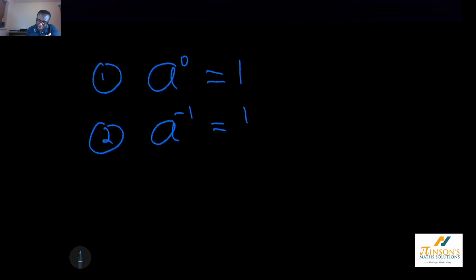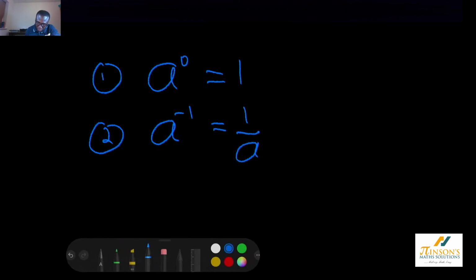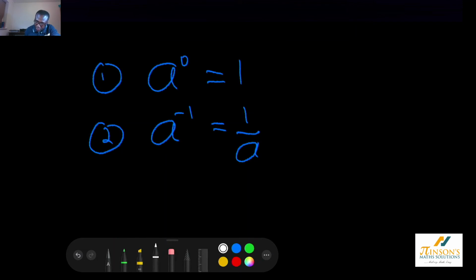So our new rules that we have discovered so far are, number 1, any number that is not 0 to the power 0 is 1. That's one of the laws of indices. Number 2, if we have a minus 1 in the power, it is the reciprocal of the number. So this is how we spell reciprocal for those who might need help.